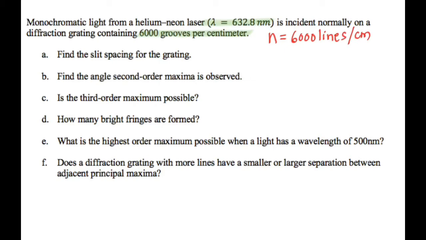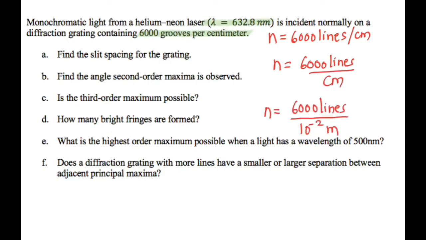So that's the value of n. We will be writing it as 6000 lines per centimeter. Grooves means the lines on the diffraction grating. Now we can see that it is in centimeter, so we need to convert that into meter. 1 centimeter is 10 to the power negative 2 meter, which gives us 600,000 lines per meter. This is the value of n for all the parts from A to F.